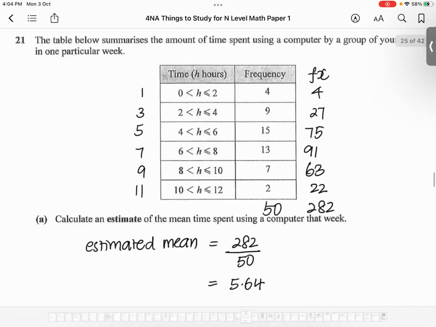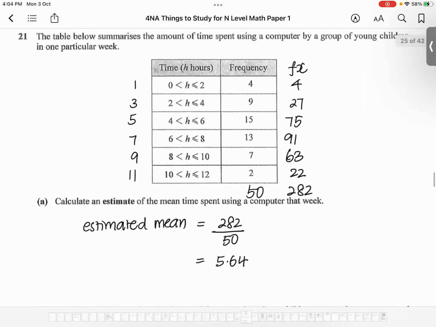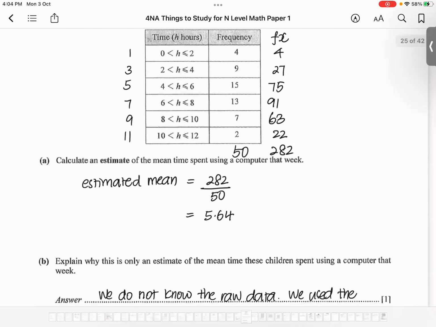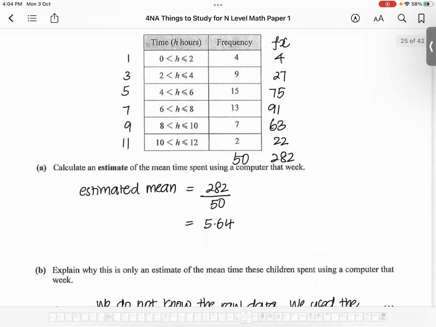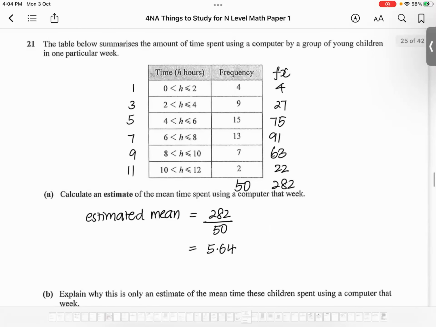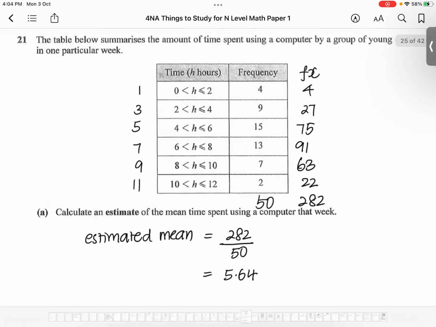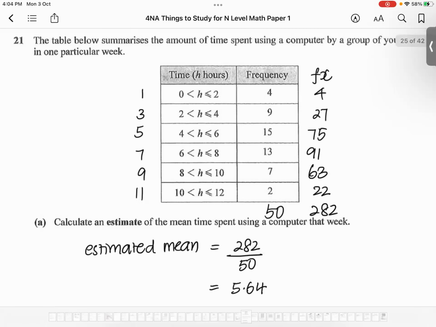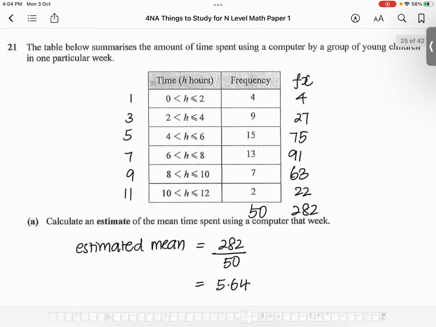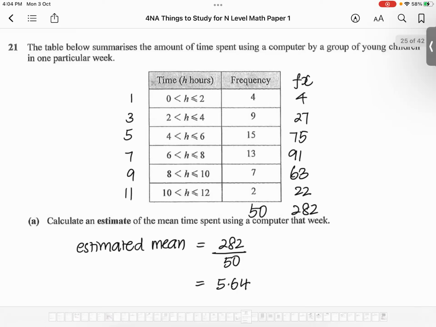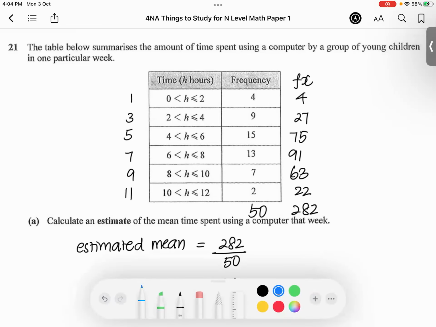Most of you already know how to do. I'm just a bit worried because this time round, the last paper I saw it with 3 marks. So if it's 3 marks, better make sure you know how to find the answers, the calculation, the working. So the estimated mean is summation fx over summation f. This formula is given in the cover sheet.